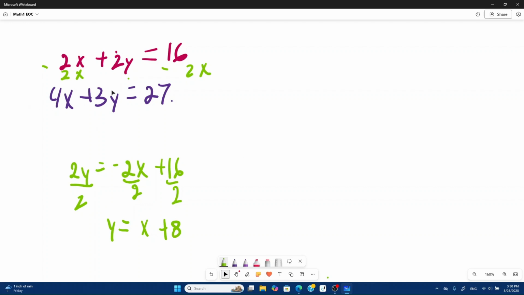But obviously we have to fix this one right here so we can actually see it and determine if it's one solution, no solution, or parallel, which is basically infinitely many solutions. So let's do the same thing as we did to the top one: negative 4x on both sides. So we have 3y equals negative 4x plus 27. Divide by 3.